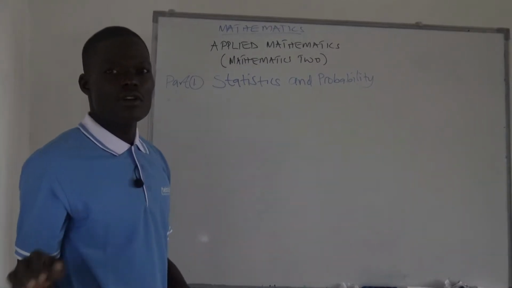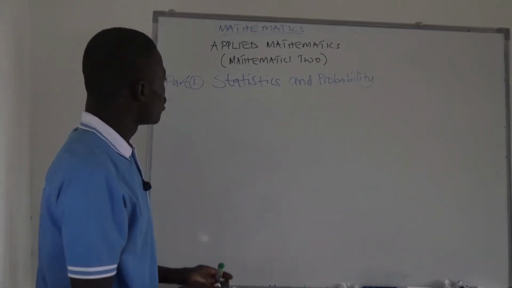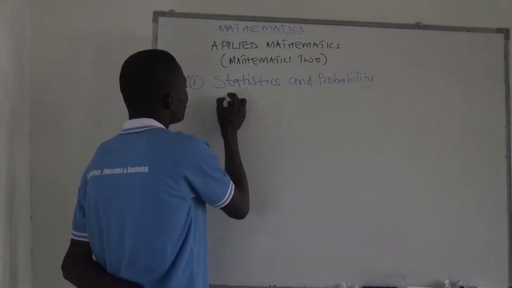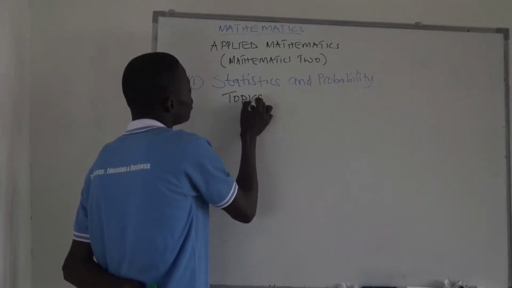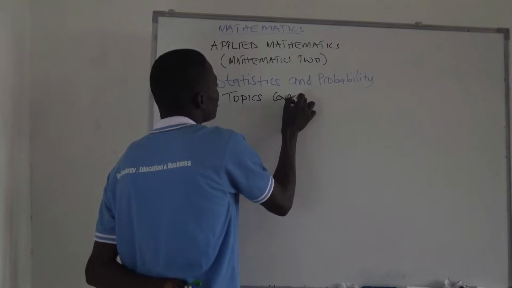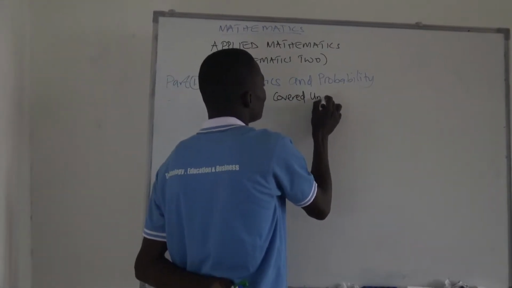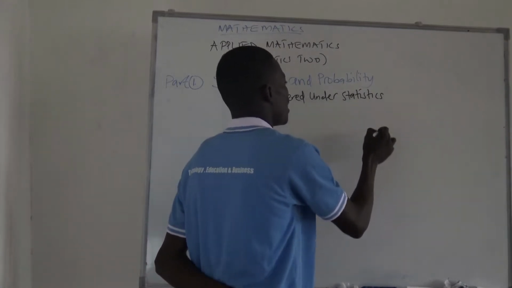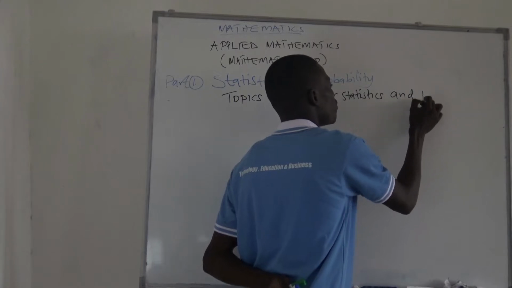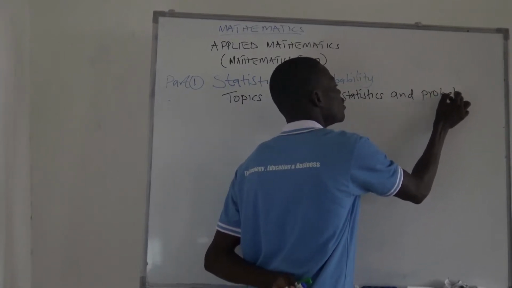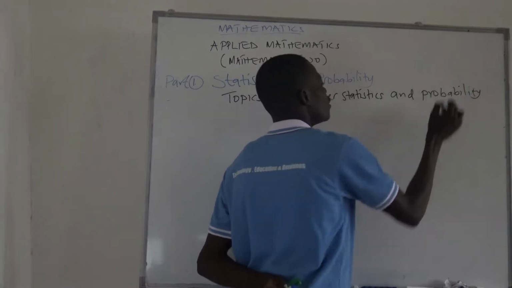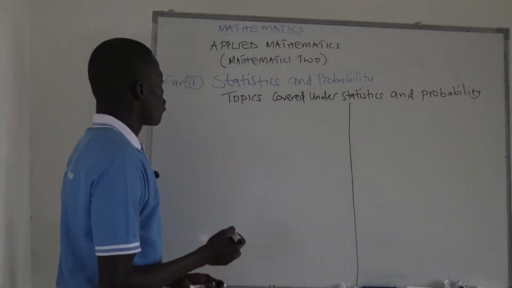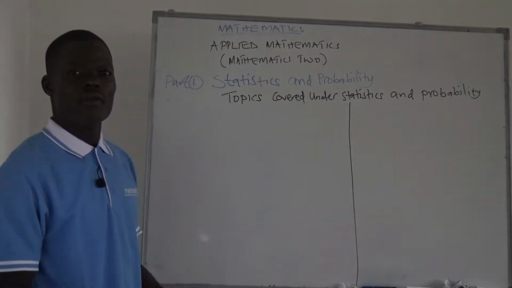The first part is called statistics and probability. So that part is under statistics and probability. We are going to look at the topics covered under statistics and probability.